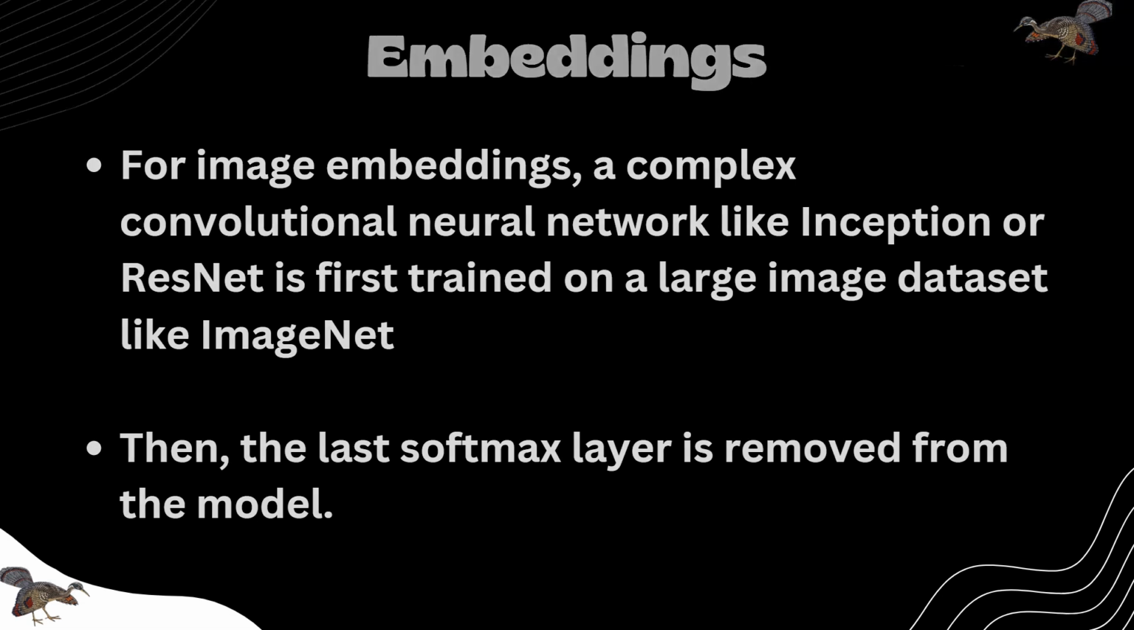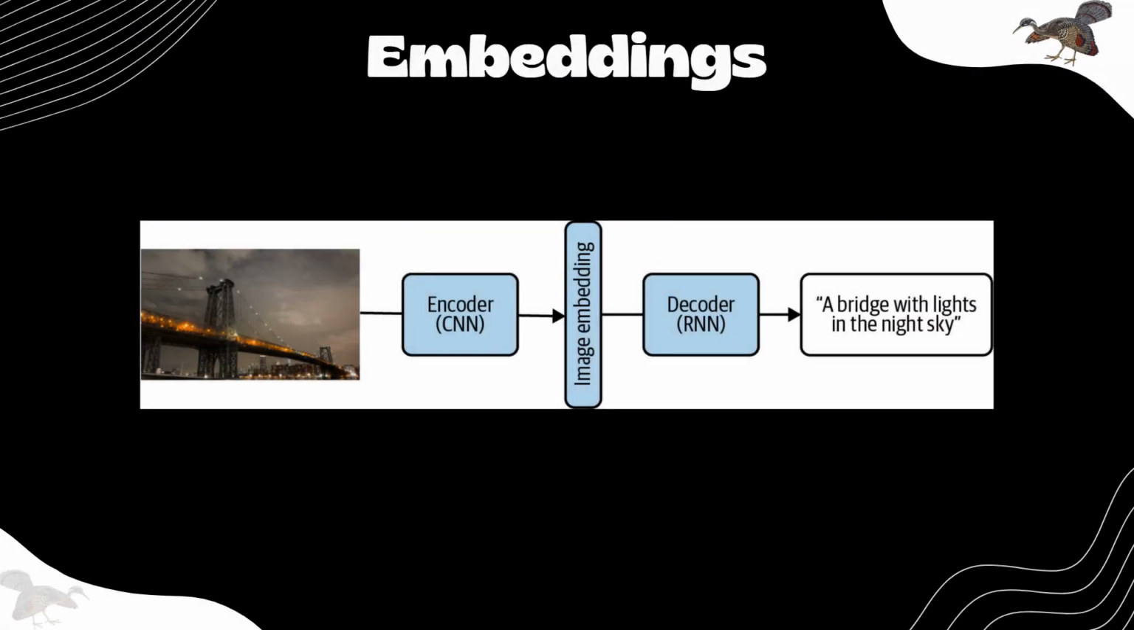A straightforward application of this concept is image captioning. We can take a CNN model without a softmax layer to extract a feature vector. This vector is then passed to a decoder as input, like an RNN, which generates text as the output, providing captions for the image.